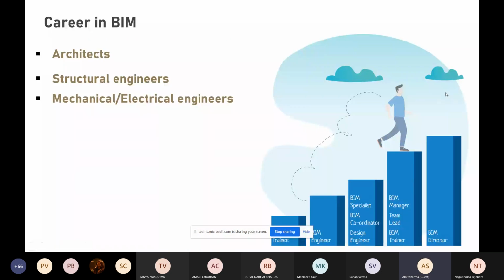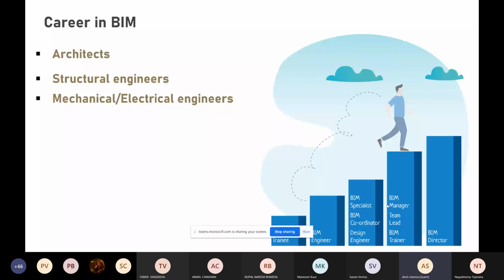Next one is career in BIM. You can be a BIM engineer, BIM architect. If you have a background in any of these fields, in architecture, in structural engineering, mechanical, electrical engineering, usually everyone starts as a BIM engineer, as a BIM technician, where you do all the modeling. Then you get promoted to a BIM coordinator level.